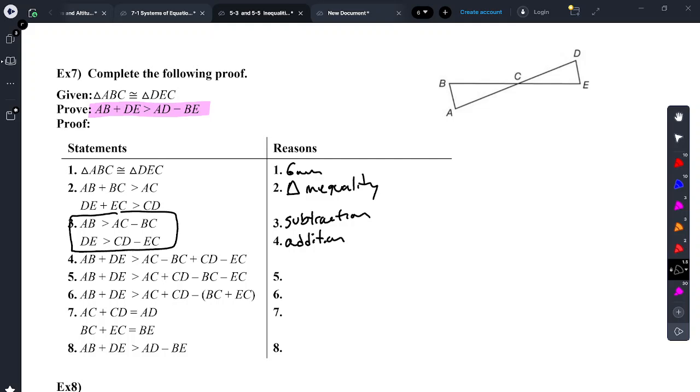You know, remember this from an old property? If you're adding multiple things, you can change the order that you're adding them in. Commutative property. Yeah? All right.